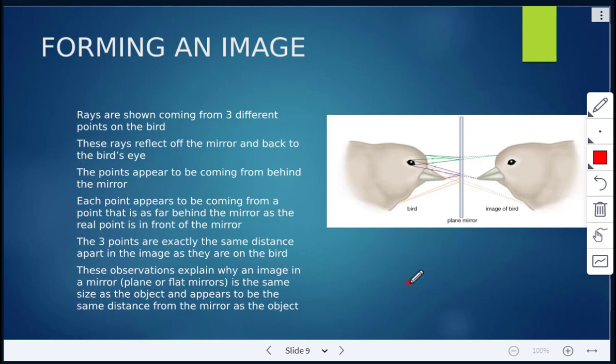The points appear to be coming from behind the mirror, such as shown here. That's the image of the bird. Each point appears to be coming from a point that is as far behind the mirror as the real point is in front of the mirror. So the 3 points are exactly the same distance apart in the image as they are on the bird. These observations explain why an image in a plane or flat mirror is the same size as the object and appears to be the same distance from the mirror as the object.